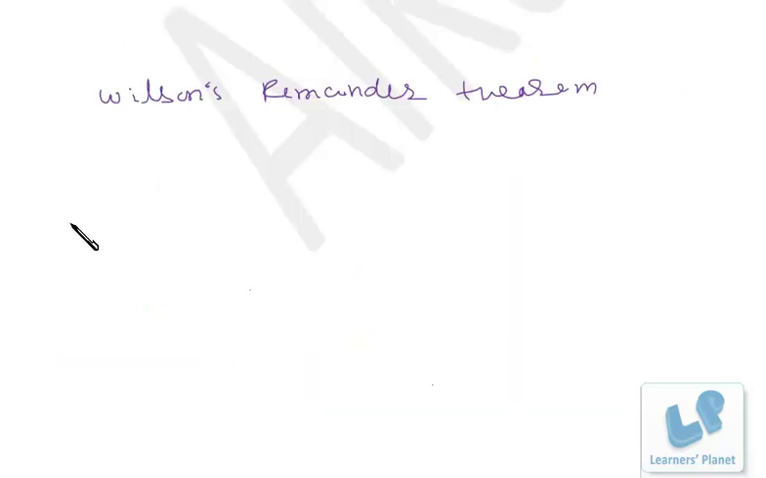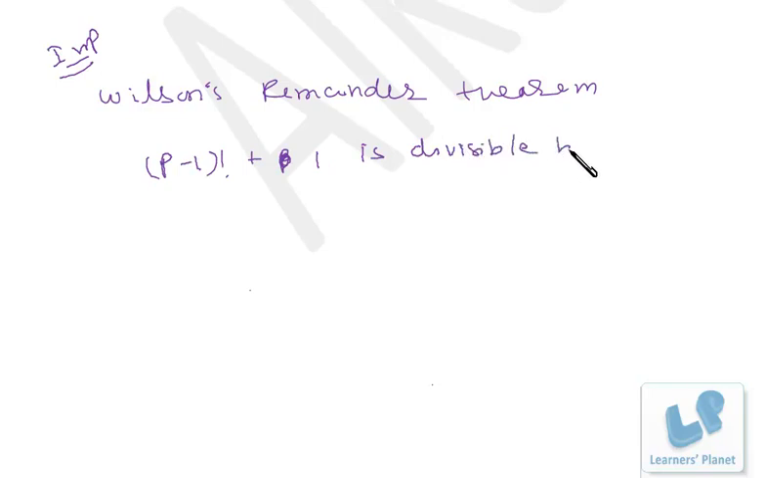Now friends, we are going to discuss Wilson's remainder theorem. Questions based on Wilson's remainder theorem have been asked in the CAT examination 4 to 5 times, so consider it an important one. Now what exactly is Wilson's remainder theorem? See, p minus 1 factorial plus 1 is divisible by p if p is a prime number.